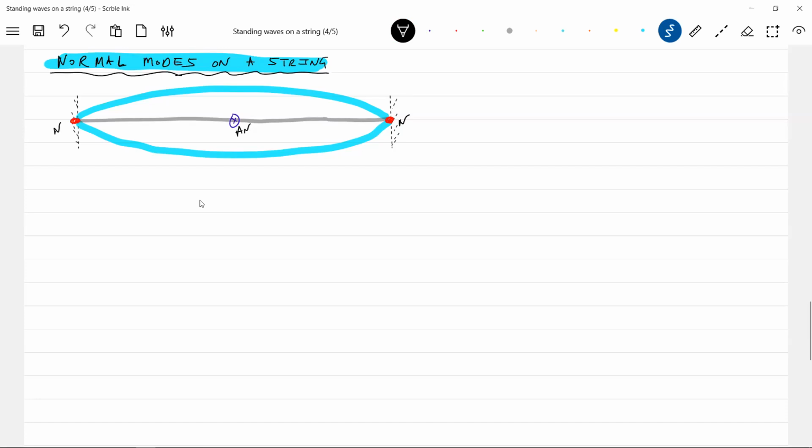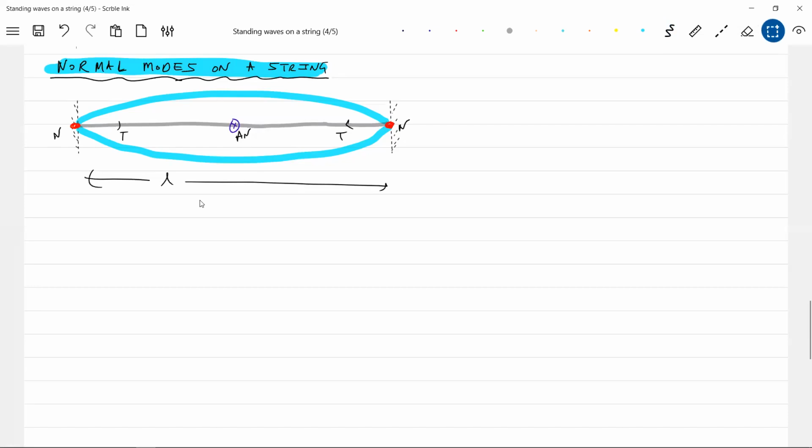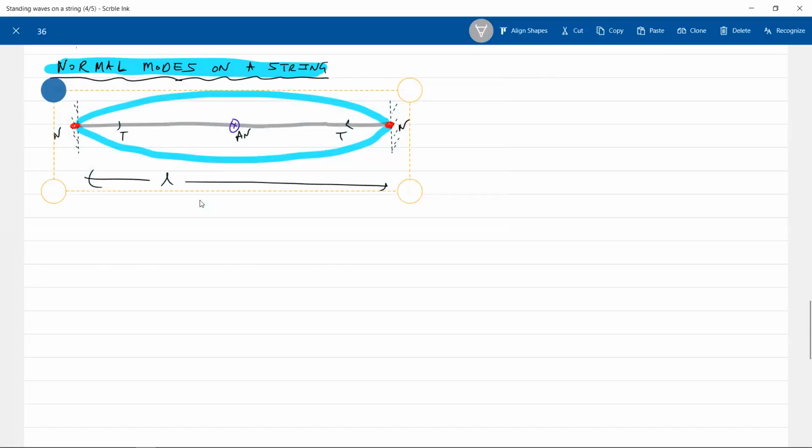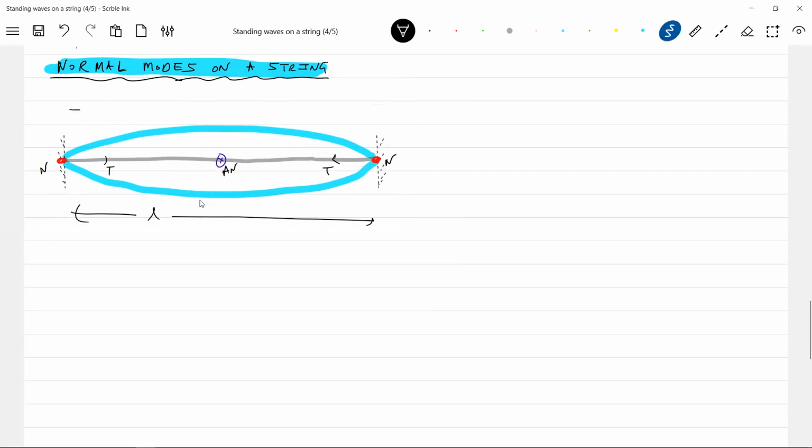So what is the length of the rope? I picked L. Let T be the tension in the rope. Then we know the distance between nodes. What is the distance between adjacent nodes? It should be equal to lambda by 2. So at what frequency will it vibrate? These are the primary questions.